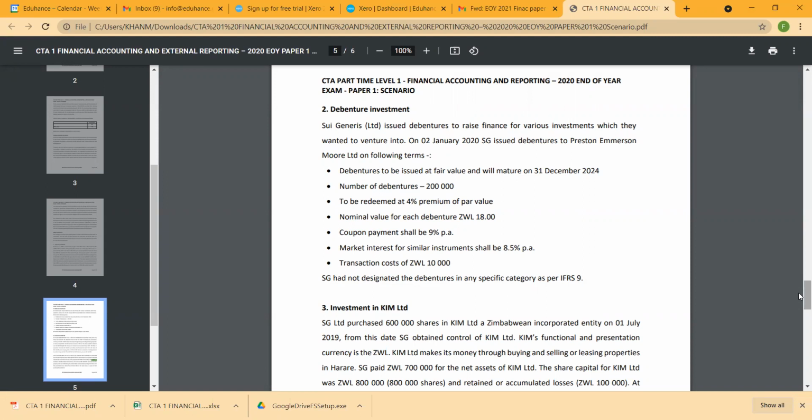So they say the SG issued debentures to raise finance for various investments which they wanted to venture into. On 2nd January, SG issued debentures to Preston Emerson on the following terms. So remember, we know debentures are financial instruments. When we have a financial instrument, we need to identify whether we are on the asset side or on the equity or liability side, right?